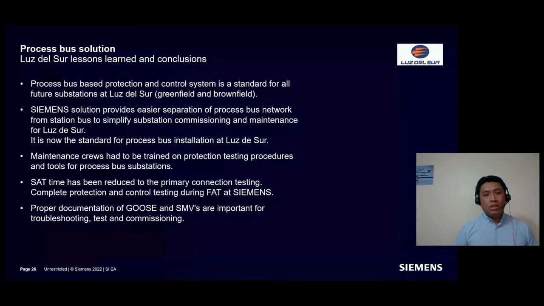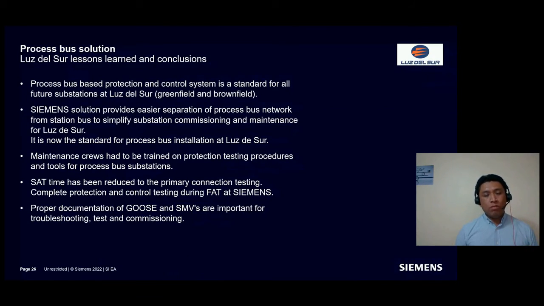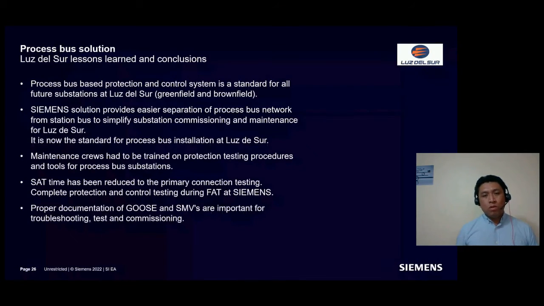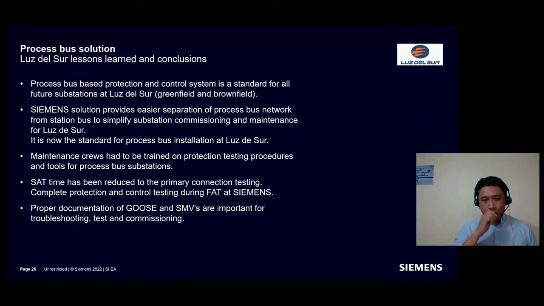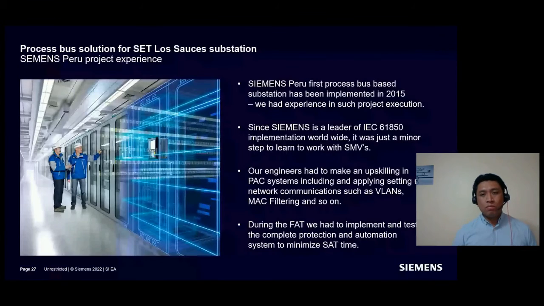And also, as you can see, we introduce a lot of knowledge of networks when you need to configure or set up GOOSE messages and sampled values, which involve, for example, VLANs and MAC filtering, and implementing this kind of documentation is very key. Please, can you change the picture?